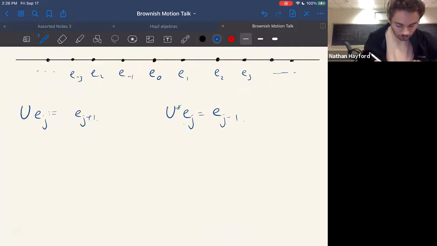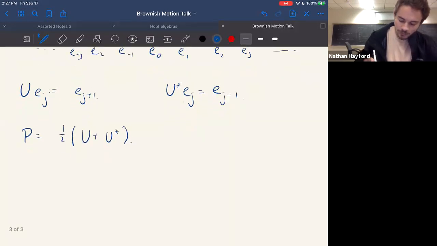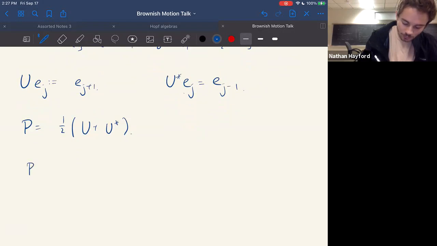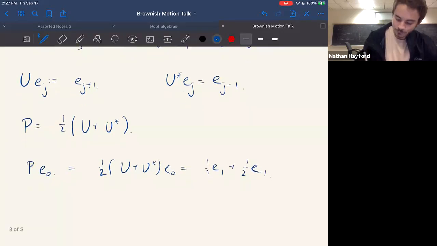Okay, so now let's start playing a game. I'm going to define a new thing. What did I call it in my notes? I think I called it P. P, which is 1/2 of U plus U star. And let's play this game where I apply P to the basis vector E0 and see what happens. The first time I apply P, this is just 1/2 of U plus U star applied to E0, which is going to be 1/2 times E1 plus 1/2 times E minus 1, by the definition of what these things do.